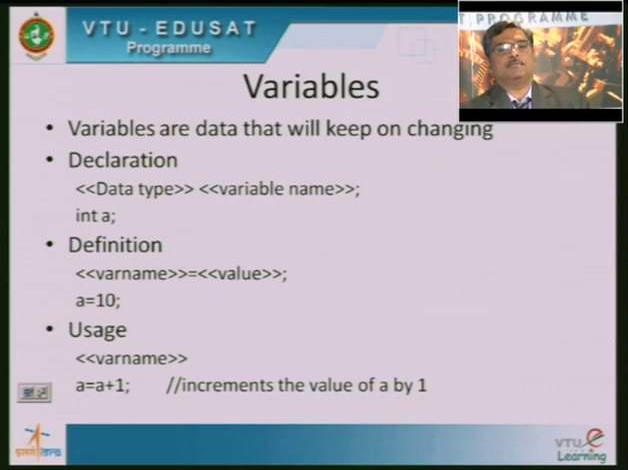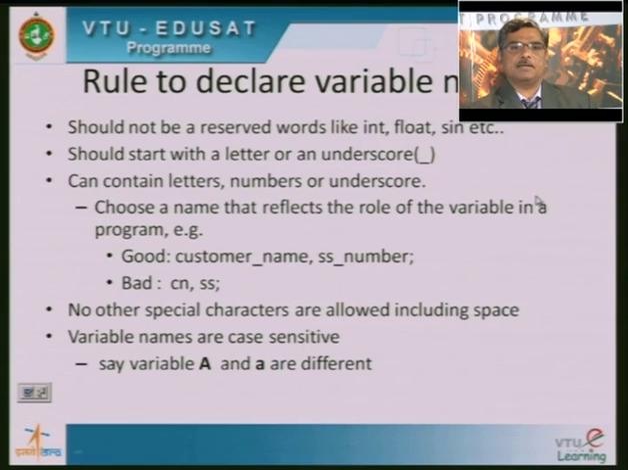The definition of a variable is a quantity which changes during the execution. How do we declare this variable in the program? You should notice some of the rules required to declare variable names in programming. It should not be a reserved word like main, int, float. Your variable should not be of this category. It should not start with an underscore. That is the second rule.